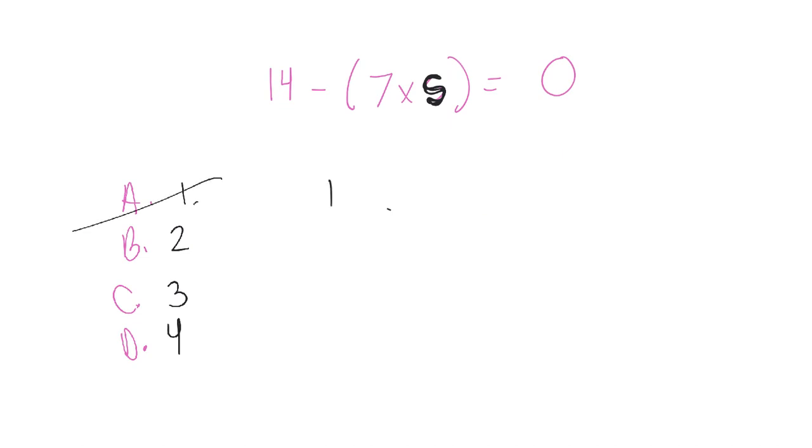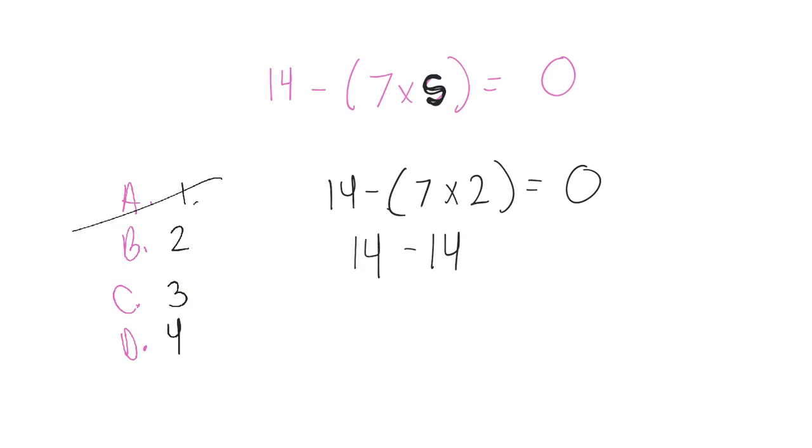Next, we have the number 2. So 14 minus 7 times 2 equals 0. I have to see if I evaluate this side, will I get a 0? Let's find out. 7 times 2 is 14. 14 minus 14 is 0. Yep, that checks out.